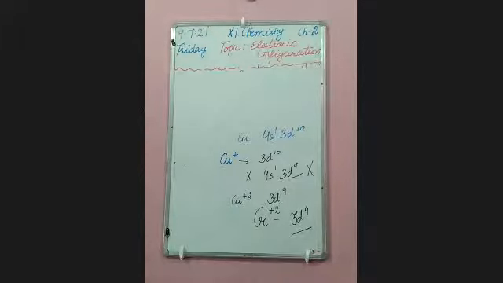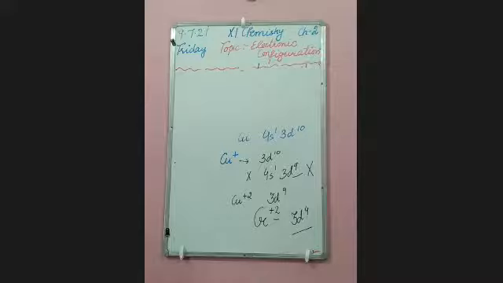My dear students, in today's class we have started the topic of electronic configuration. Electronic configuration is the arrangement of electrons in orbitals. There are certain principles which we have to follow while filling the electrons. First one was the Aufbau principle. Aufbau means the n plus l rule. The orbital with lower energy will be filled first. After that, the orbital with higher energy.